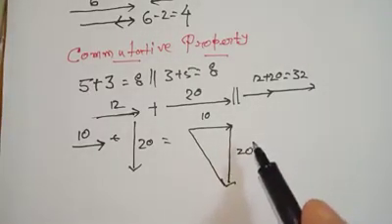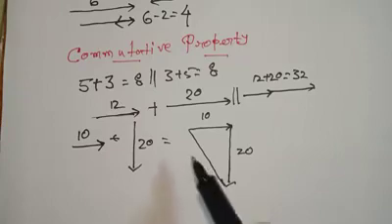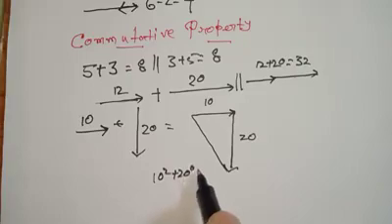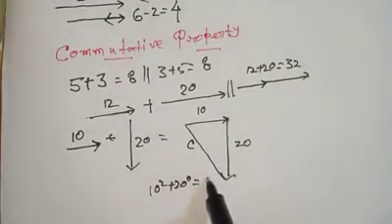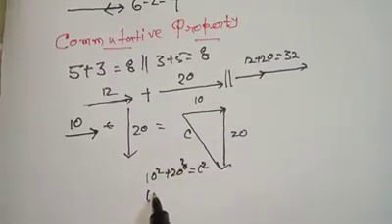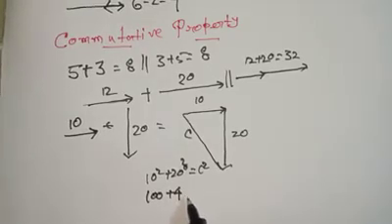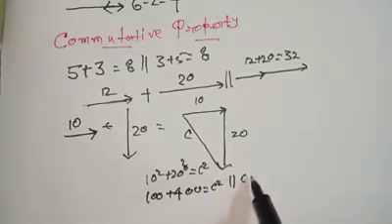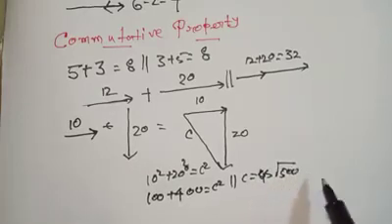So again we will be using the Pythagorean theorem. Finally it gives a result: 10 squared plus 20 squared equals, let us mention it as C, C squared. So it will come to 100 plus 400, which is 500, equals C squared. So C would be equal to root over 500. Whatever be the result.